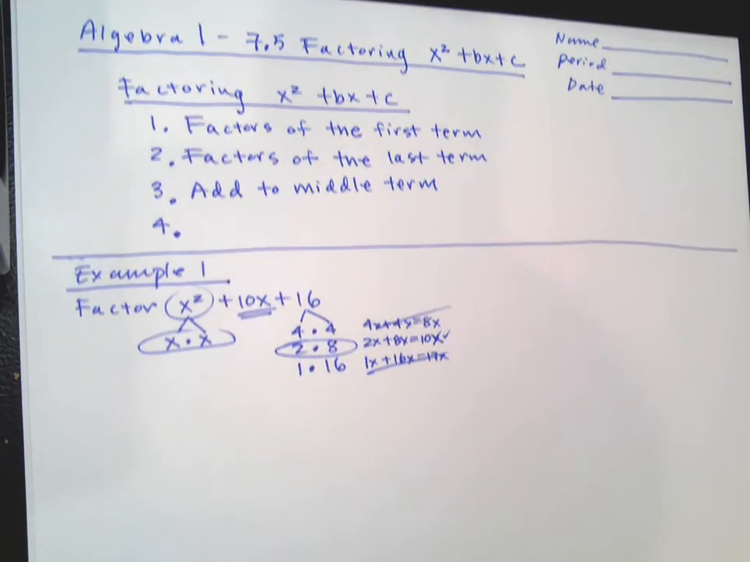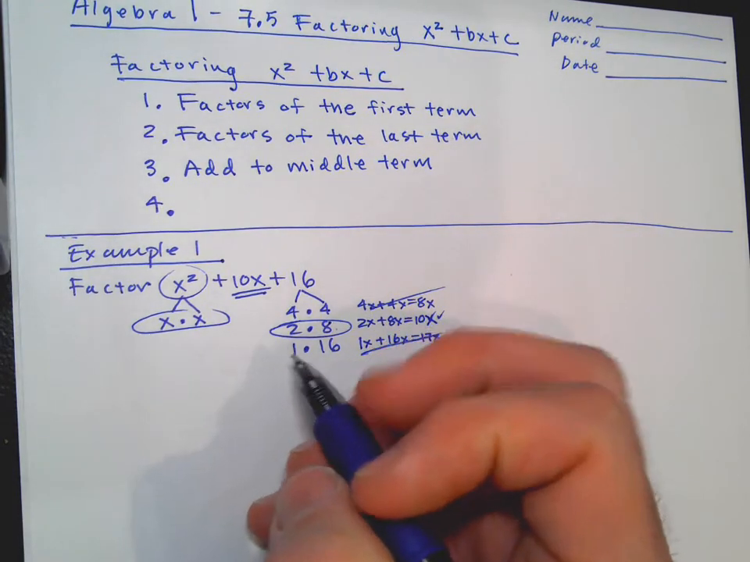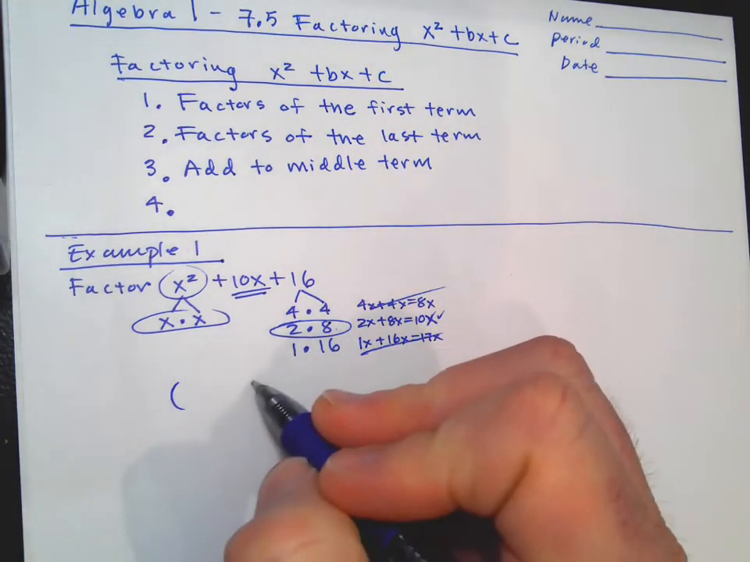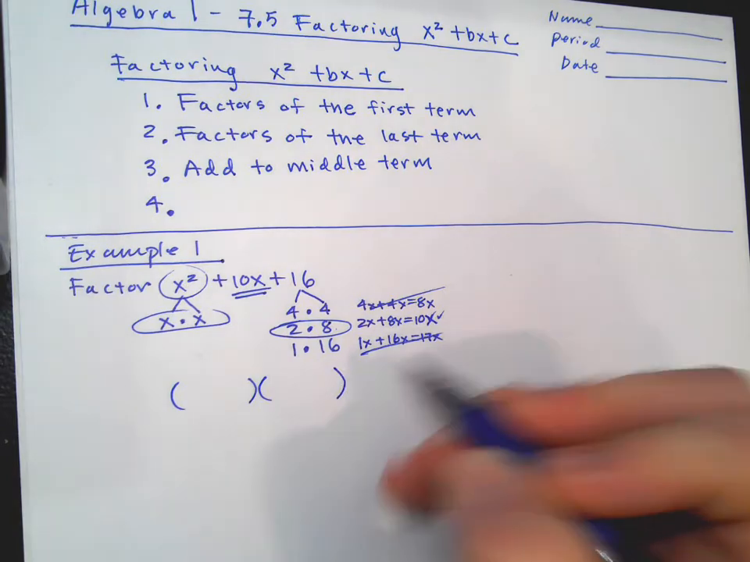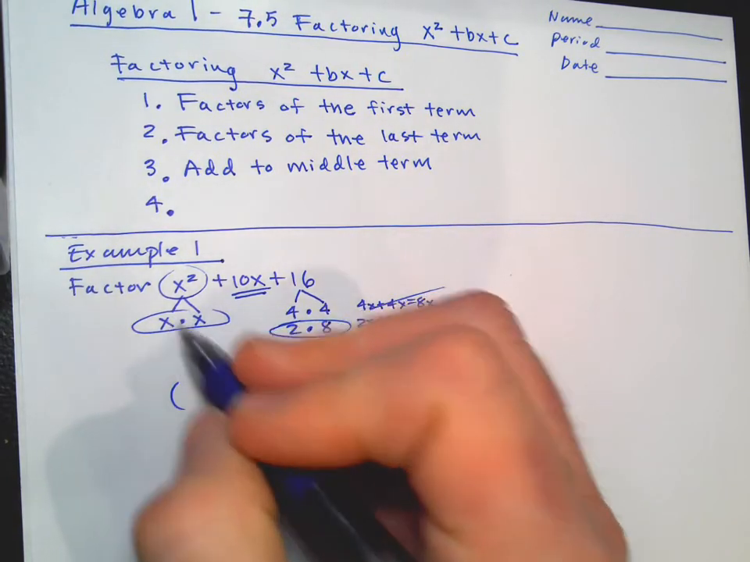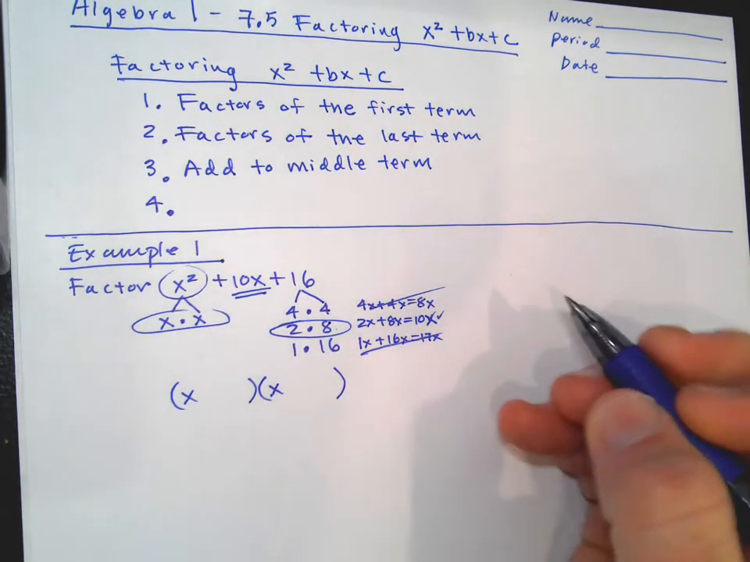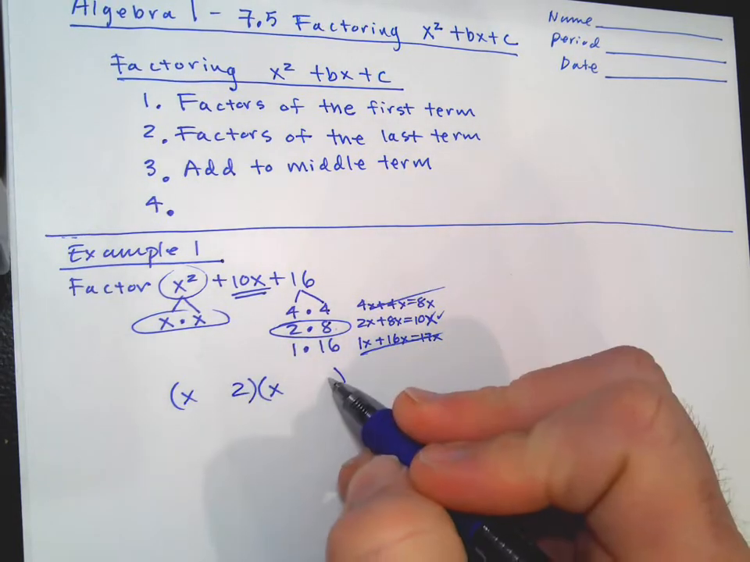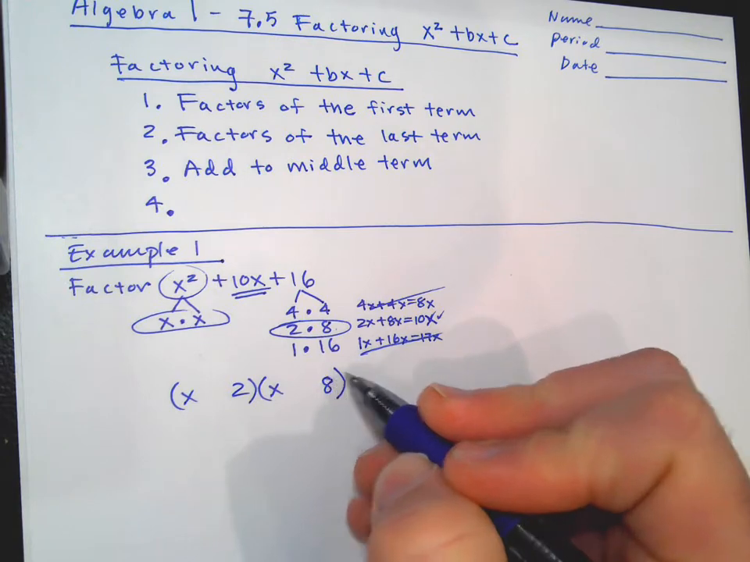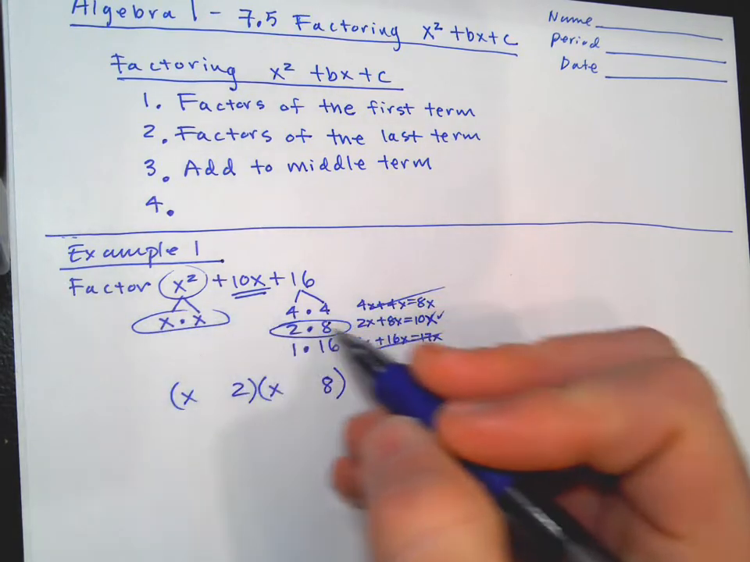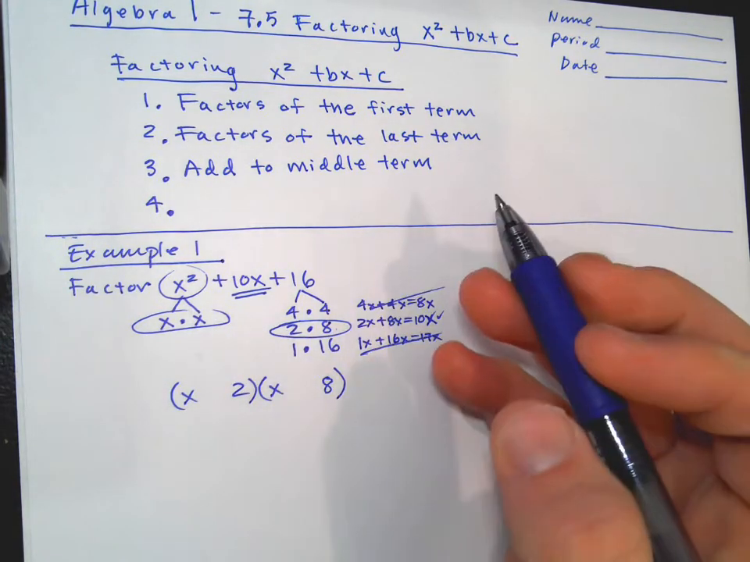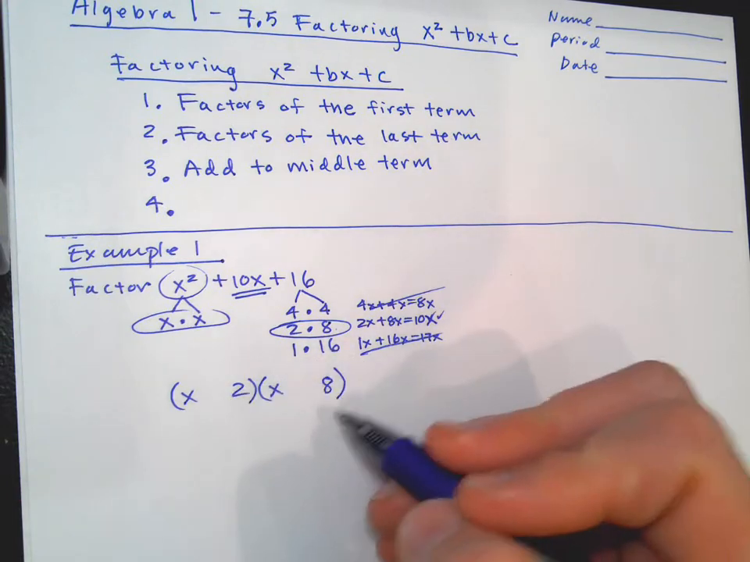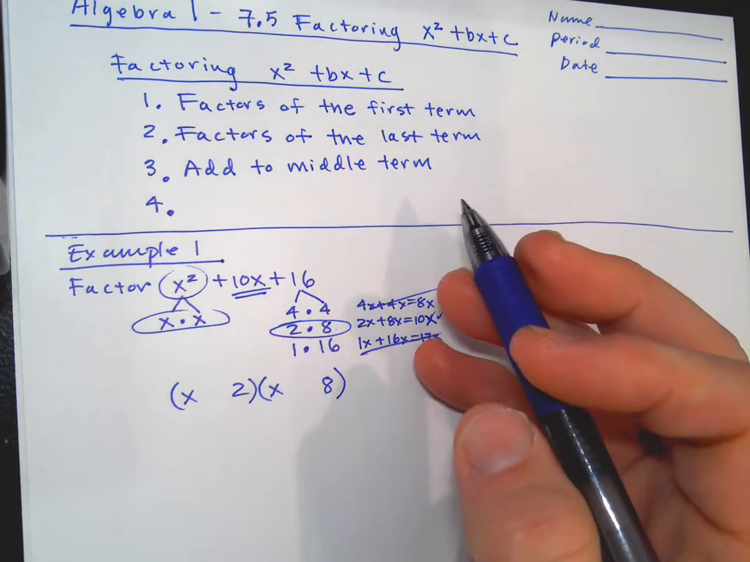And we're going to start to write them out, like we're reverse FOILing. So we're going to write the binomials, 2 binomials. The x's go here and here. Doesn't matter, they're the same. And the 2 and the 8 can go here and here, or the 8 here and the 2 here. It doesn't matter because the first terms are both x. In future sections, it could matter where we put the 2 and the 8. But for now, it doesn't matter.